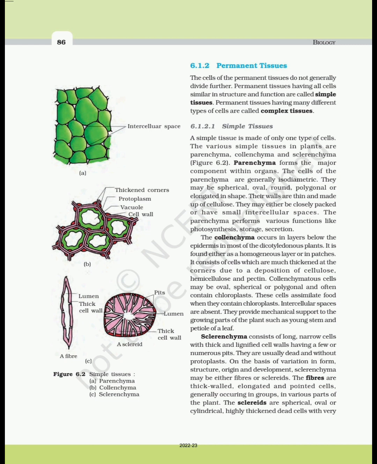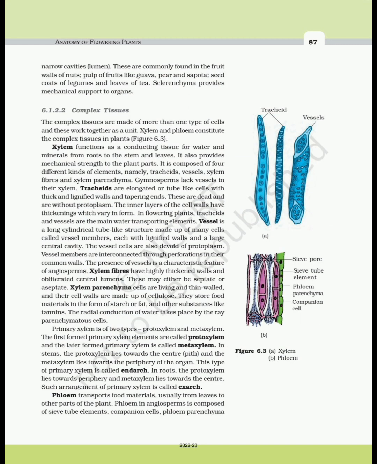Sclerenchyma consists of long, narrow cells with thick and lignified cell walls having a few or numerous pits. They are usually dead and without protoplasts. On the basis of variation in form, structure, origin and development, sclerenchyma may be either fibers or sclereids. The fibers are thick-walled, elongated and pointed cells, generally occurring in groups in various parts of the plant. The sclereids are spherical, oval or cylindrical, highly thickened dead cells with very narrow cavities, the lumen.